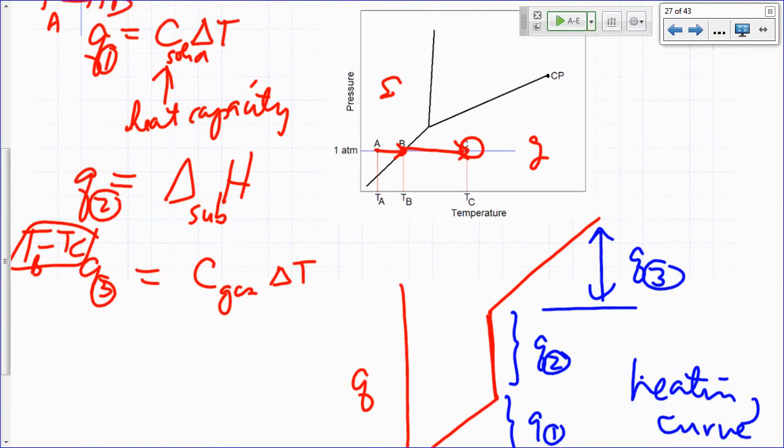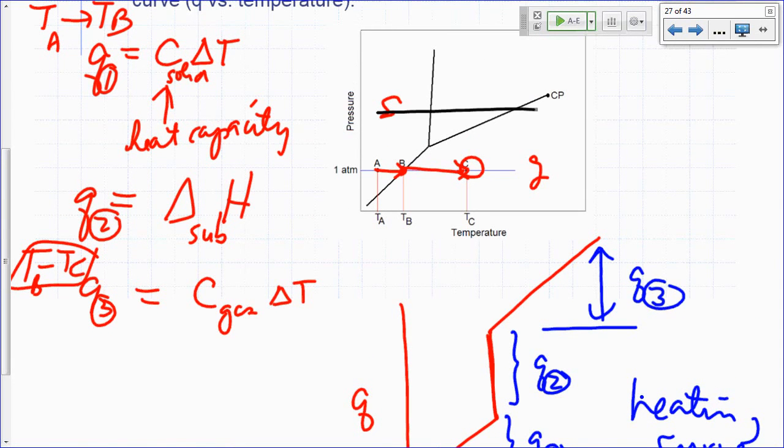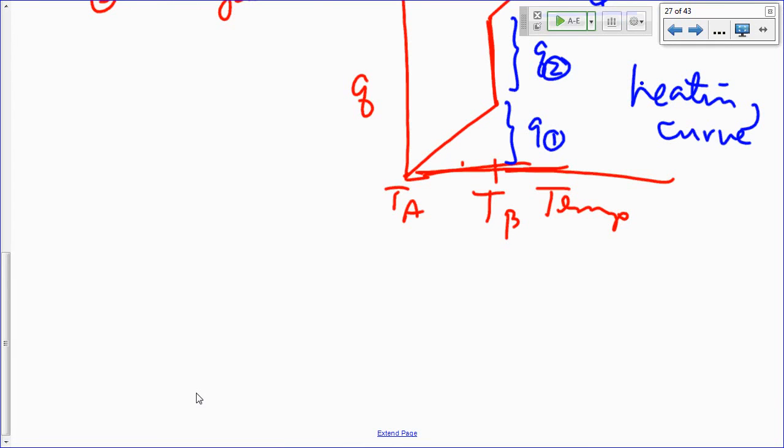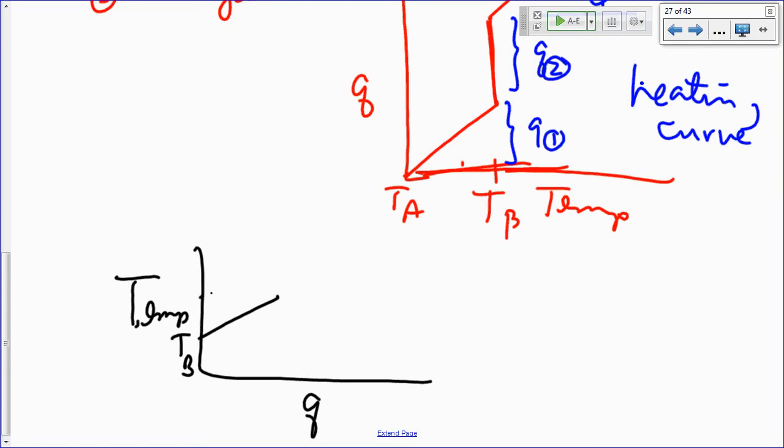What would it be if it were over here? Then you're going to have the heat of fusion, delta H of fusion, and then you have delta H vaporization. Now, what if I were to plot temperature versus Q instead? What would it look like? Temperature TA is going to go to temperature TB, right? Then you keep heating it, the temperature remains constant while it's subliming. This is sublimation right here.